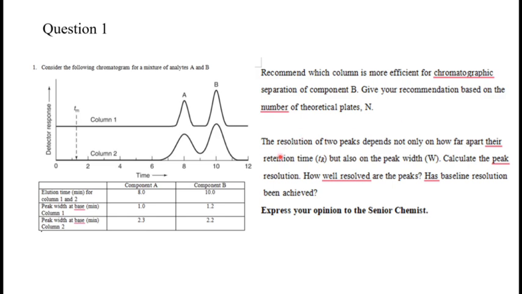And the resolution of two peaks depends not only on how far apart their retention times are, but also on the peak width. Calculate the peak resolution, how well resolved are the peaks, and has baseline resolution been achieved?